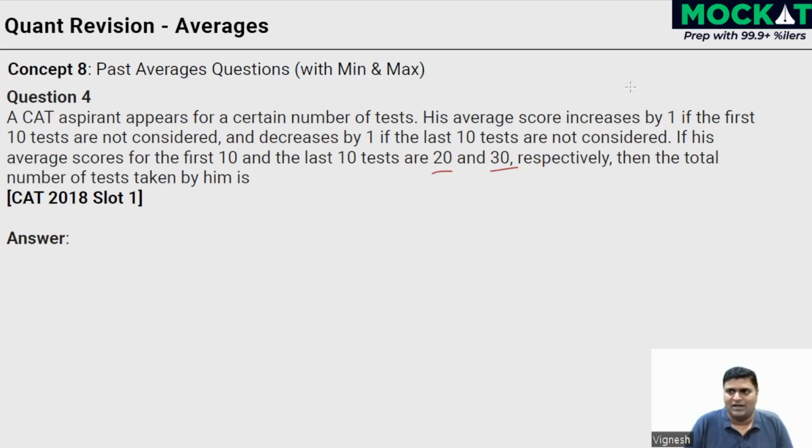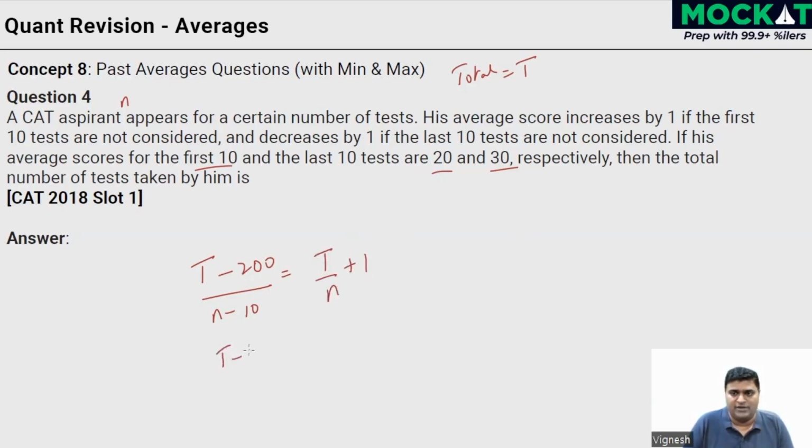Let the sum total of all the tests be T, capital T. From this total, if I'm removing only the first 10 tests where the average was 20, then I'm removing a total of 10 into 20, 200, and dividing by how many terms? Let's say a total of n tests, I'm removing 10 tests, so n minus 10. Then what is happening to the average? The average is increasing by 1, which is T by n plus 1.